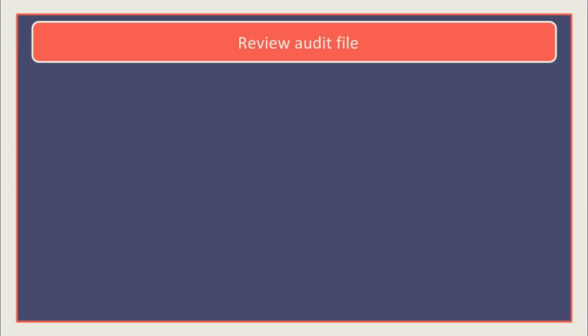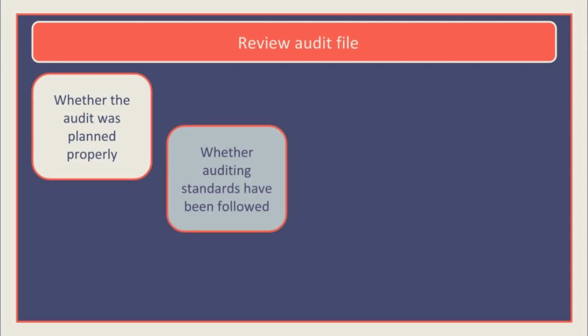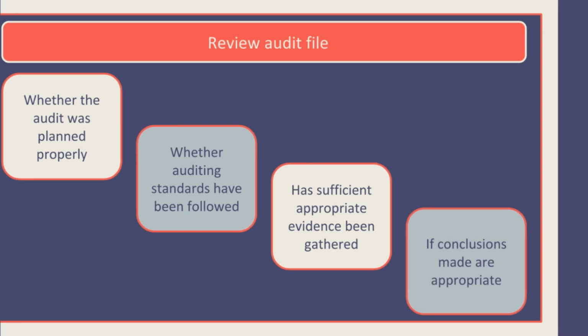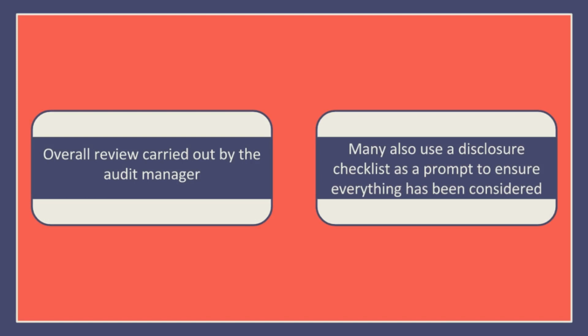The documentation within the audit file will be reviewed to identify whether the audit was planned properly, whether auditing standards have been followed, has sufficient appropriate evidence been gathered, and if conclusions made are appropriate. This work is usually carried out by the audit manager, reviewing the work of the audit team. A disclosure checklist may also be used in many audit firms as a prompt to ensure the audit team has considered all that is necessary and that there is evidence collected in the audit file.